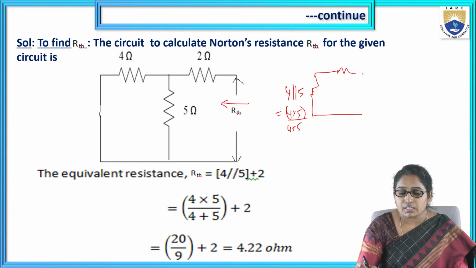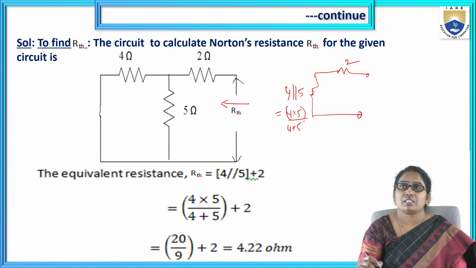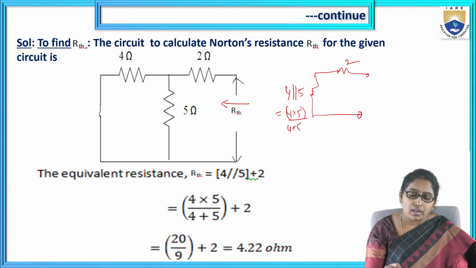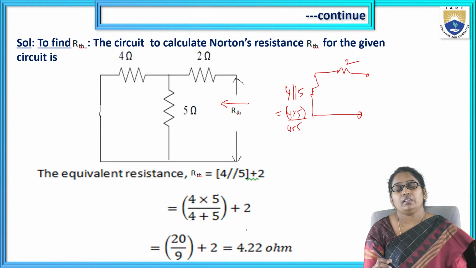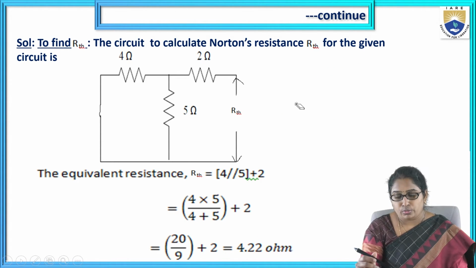Then the second step. What is the second step? This 20 by 9 and 2 ohms are in series because the same current flows through them. So this 20 by 9 added with 2 finally gives the Thevenin's resistance. So the value for RTH is 4.22 ohm. That is the Thevenin's resistance.